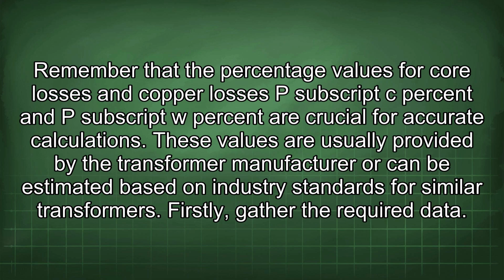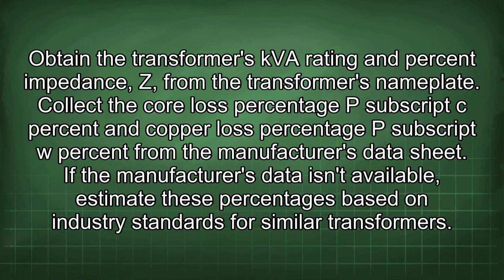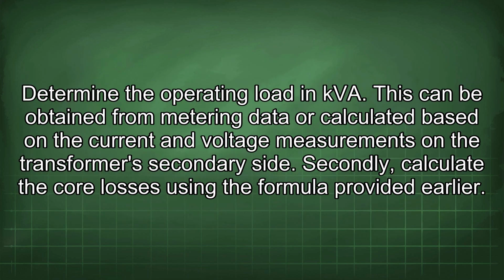Firstly, gather the required data. Obtain the transformer's kVA rating and percent impedance, C, from the transformer's nameplate. Collect the core loss percentage, P_C percent, and copper loss percentage, P_W percent, from the manufacturer's datasheet. If the manufacturer's data isn't available, estimate these percentages based on industry standards for similar transformers. To determine the operating load in kVA, this can be obtained from metering data or calculated based on the current and voltage measurements on the transformer's secondary side.